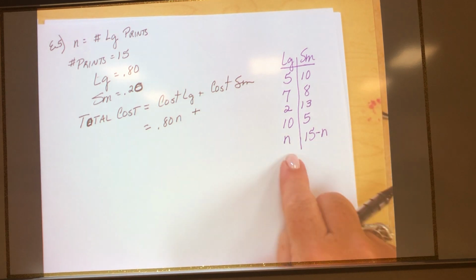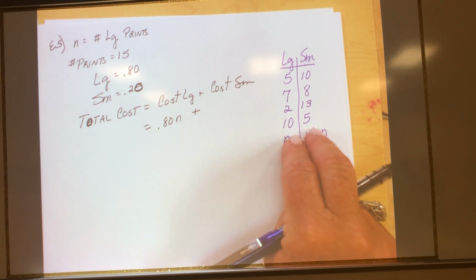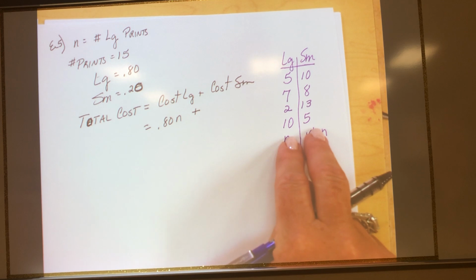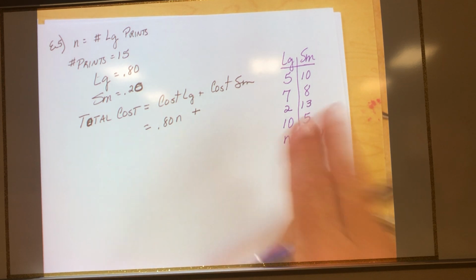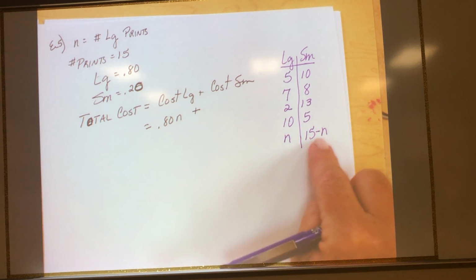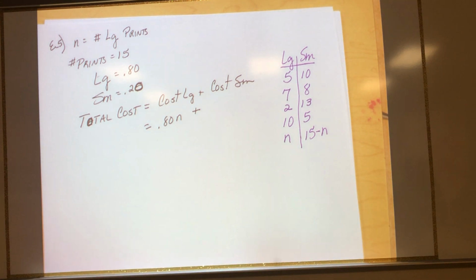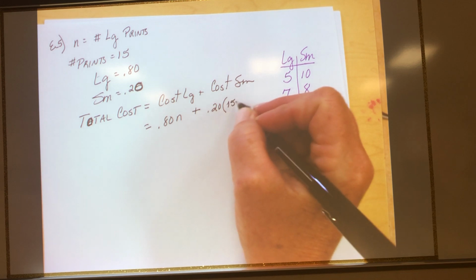Did you hear what I said? When I said, is what you're doing working, you said yes, and I said then don't stop. And everybody stopped and started doing something else. Let's do 15n. Let's do n minus 3. No, people. What you were doing was working, so keep doing it. So this is the number of small ones. What am I going to multiply it by? 0.20. 15 minus n.